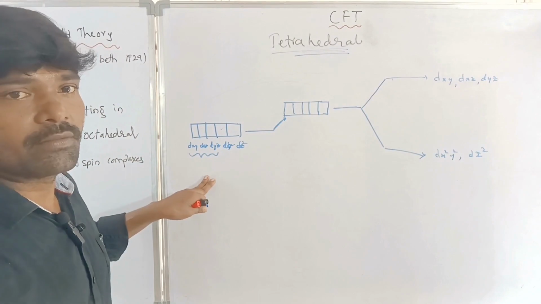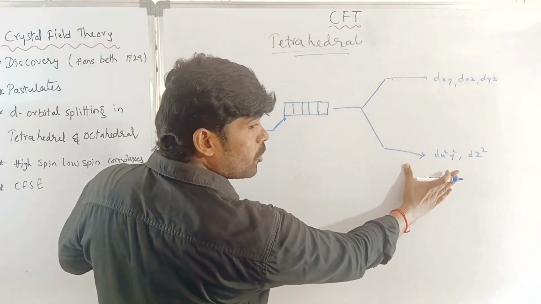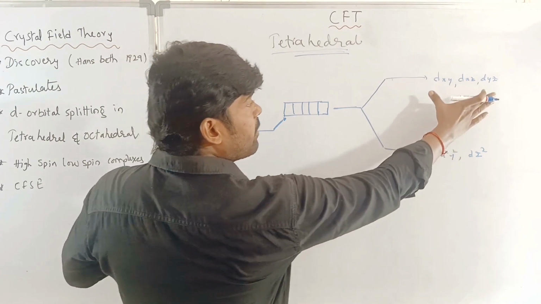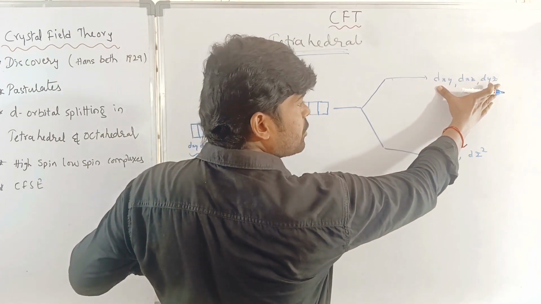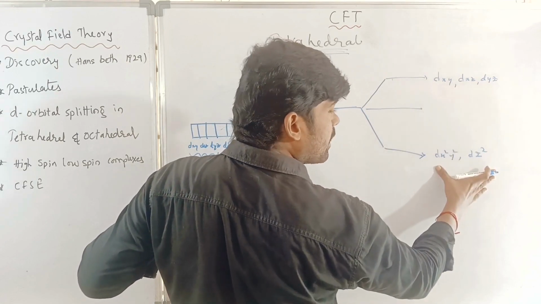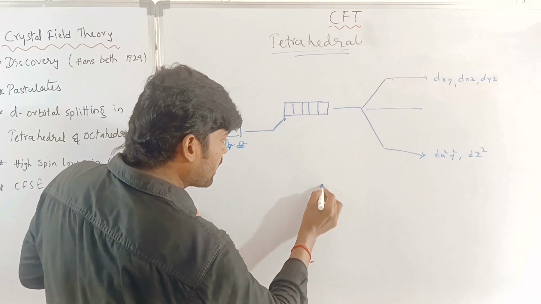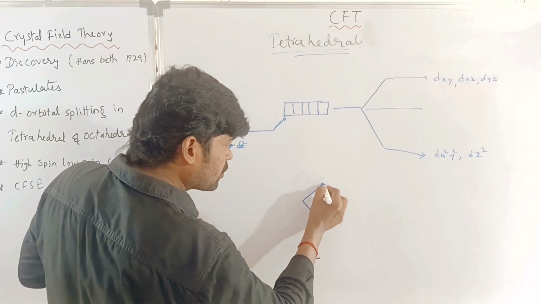Why does this happen? Because 2 orbitals get lower energy, and 3 orbitals get higher energy. Why are these 3 getting higher energy? Why are these 2 getting lower energy? Let me explain. I am taking a tetrahedral structure.